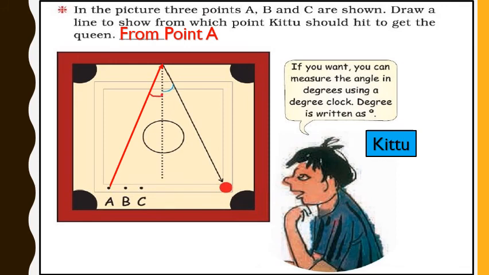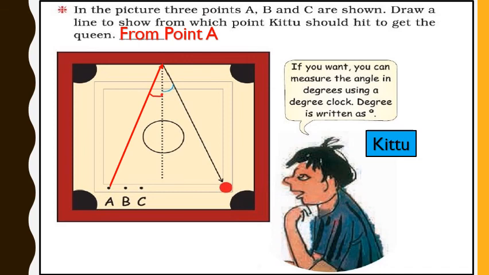In the picture, 3 points A, B and C are shown. Draw a line to show from which point Kittu should hit to get the queen. Here, the queen is shown in red color. Answer is from point A. So, Kittu should hit the striker from point A to get the queen.